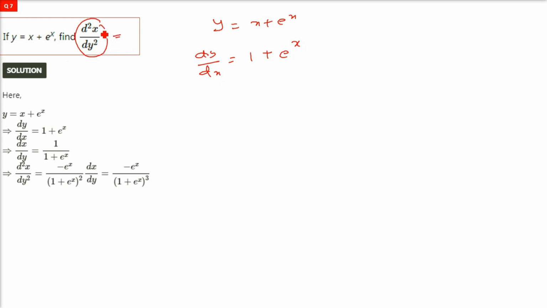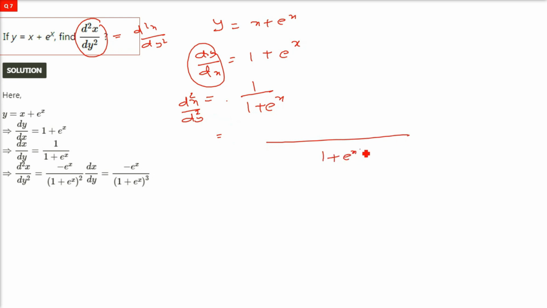But d2y by dx2, it is there. So you have to invert it. dy by dx is already with us, but we have to find out d2x by dy2. So you just invert it or take the reciprocal. So dx by dy will be 1 by 1 plus e to the power x. Now you differentiate it, d2x by dy2.